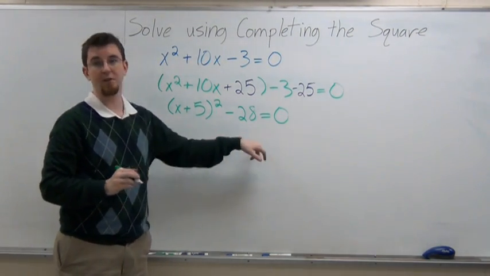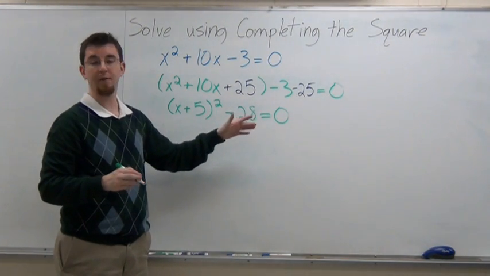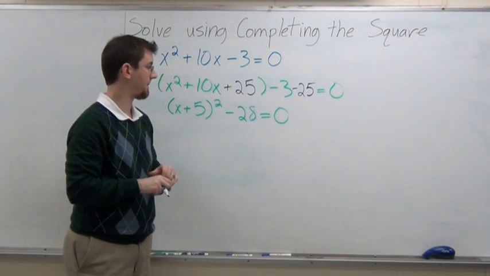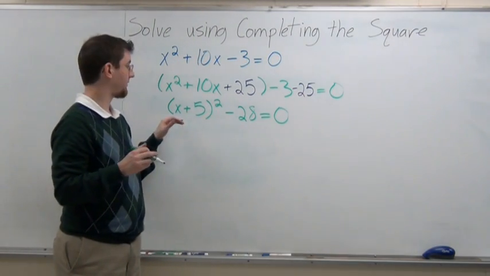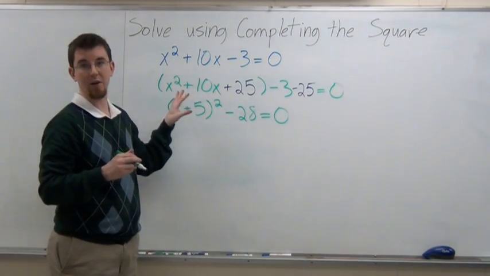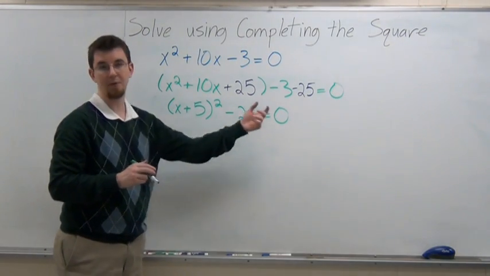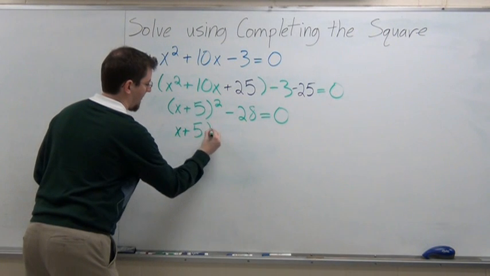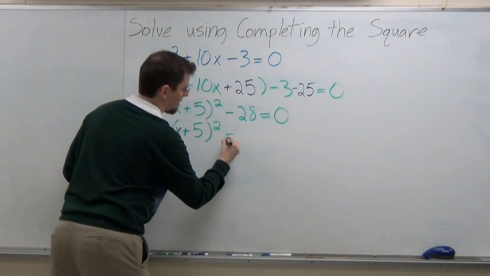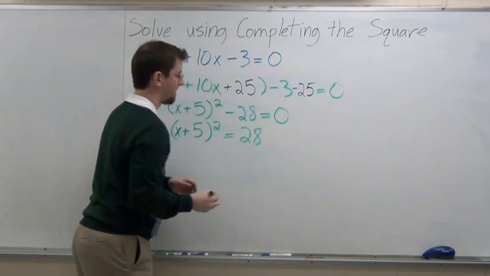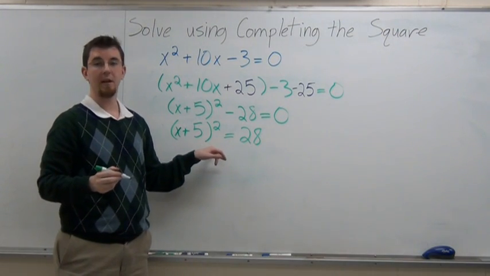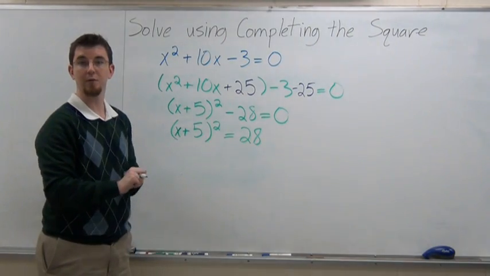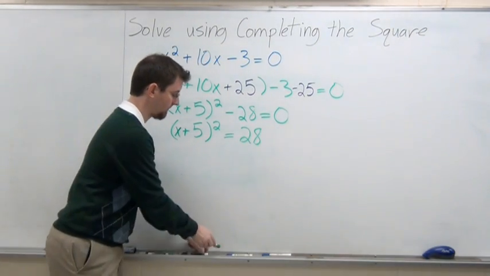Now, this is completing the square like we've done before. The difference here is that rather than it equaling y, we're going to solve it. It equals 0. Now, in order to solve for x, I need to isolate this binomial that's being squared. That means moving the 28 over. Now, from here, I need to get rid of what's being squared. So I'm going to add a square root to both sides.